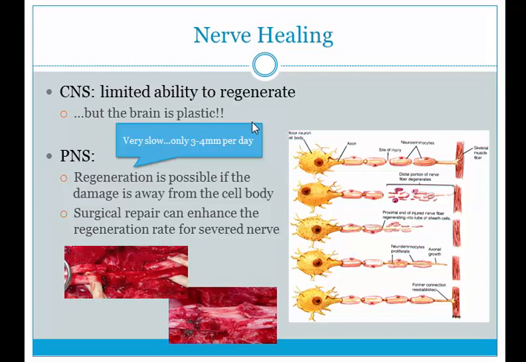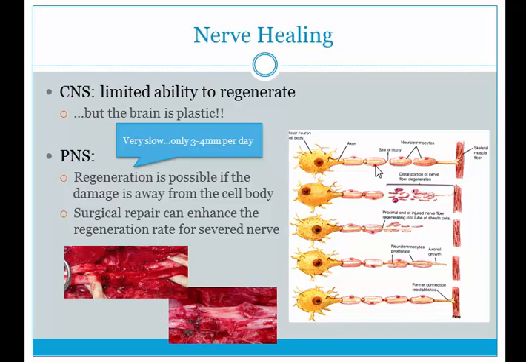PNS, peripheral nervous system. So the actual nerves that you can find in your arms and legs, they have ability to regenerate. It's limited and it's actually slow, only 3 or 4 millimeters per day, but it certainly does have ability to regenerate, under certain conditions. So for example, if you're looking at a nerve here, here's the nerve cell body and axon innervating the muscle tissue, and then here you have a damage.